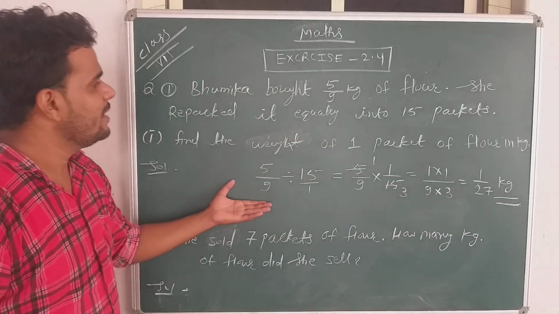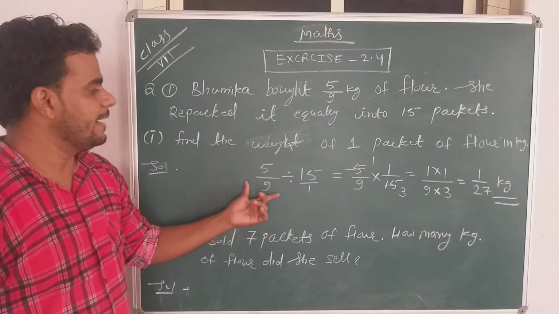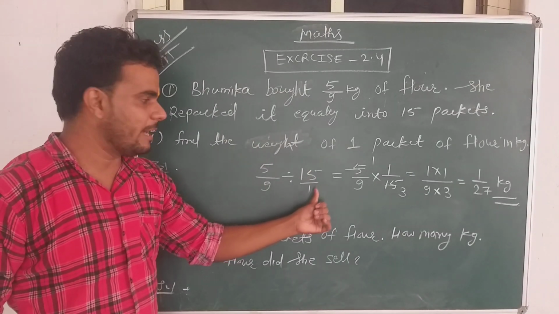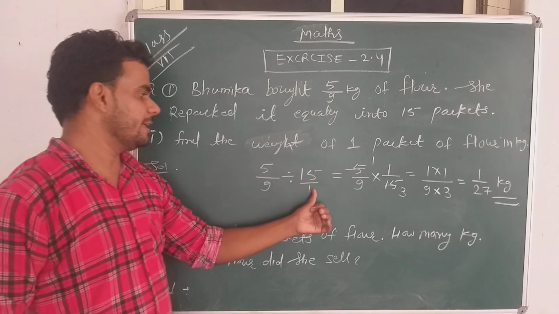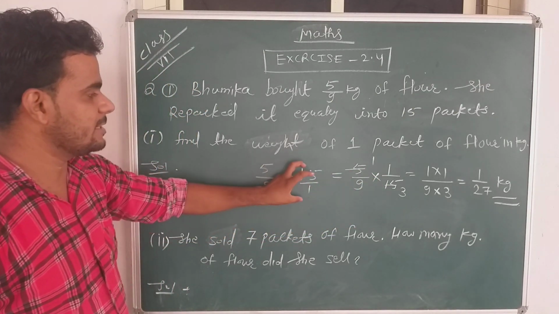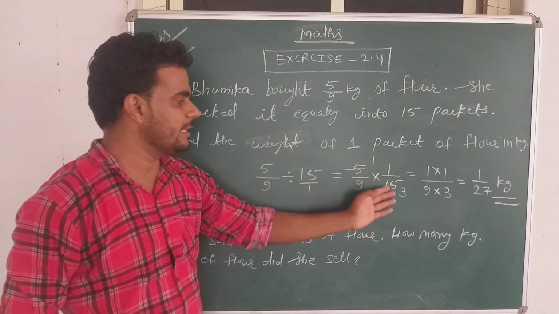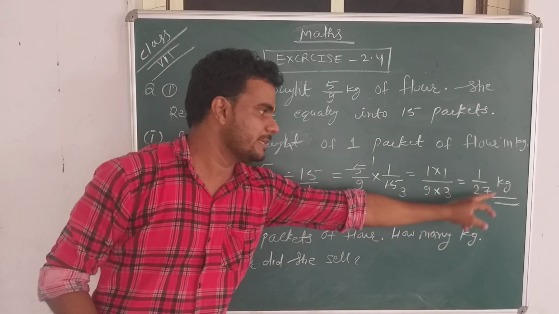Okay, it means when we have to find out the weight of one packet or each packet, then we will divide. 5 by 9 divided by 15 by 1. The denominator is always 1 when there is no denominator. When the divide symbol is changed into multiply, then after the fraction of division it will be the reciprocal, 1 by 15. 5 1 ja 5 and 5 3 ja 15. 1 multiply 1 is 1 and 9 multiply 3 is 27 kg.